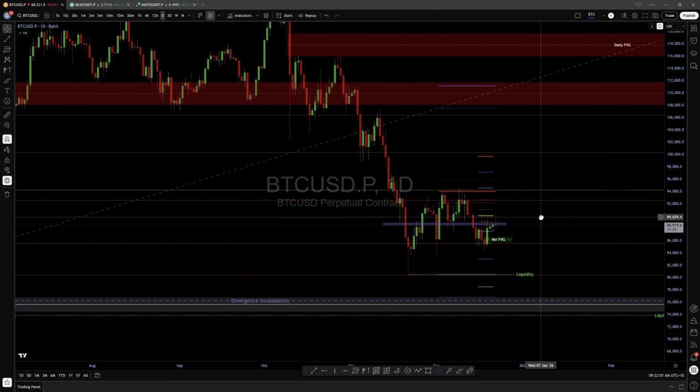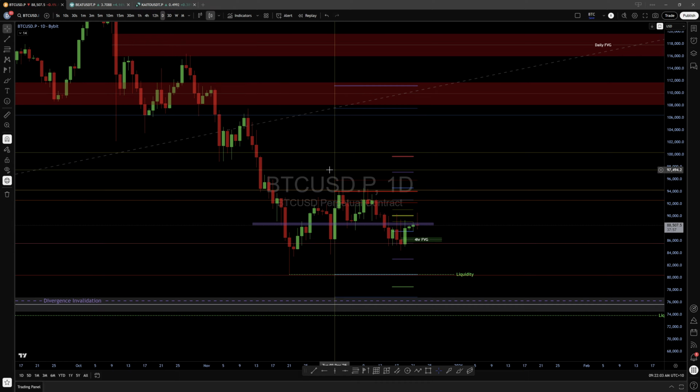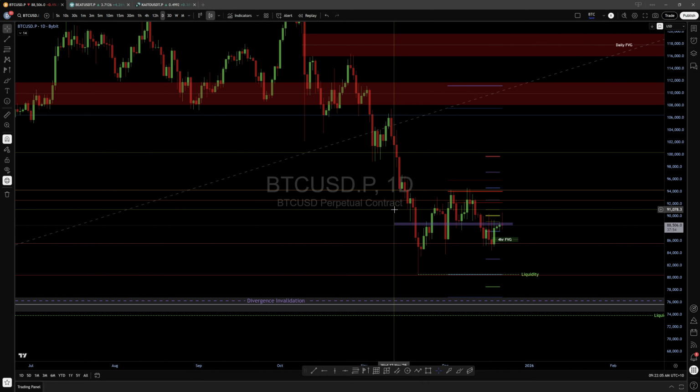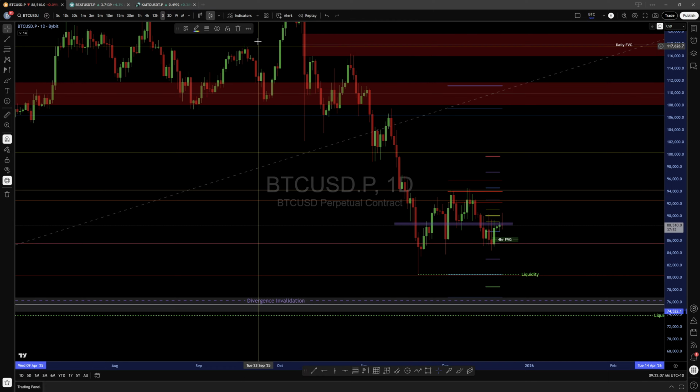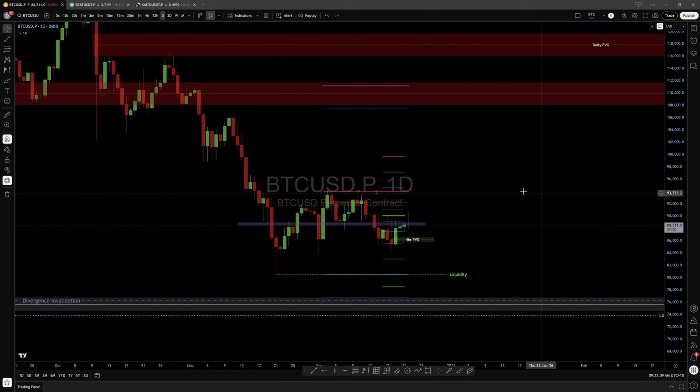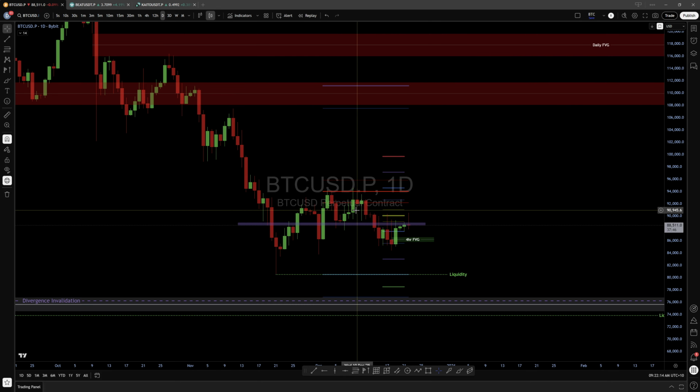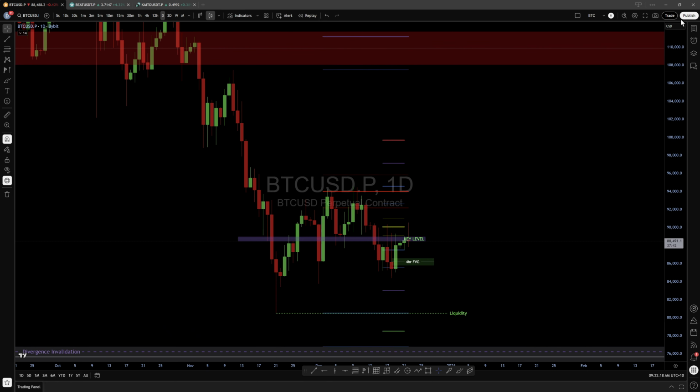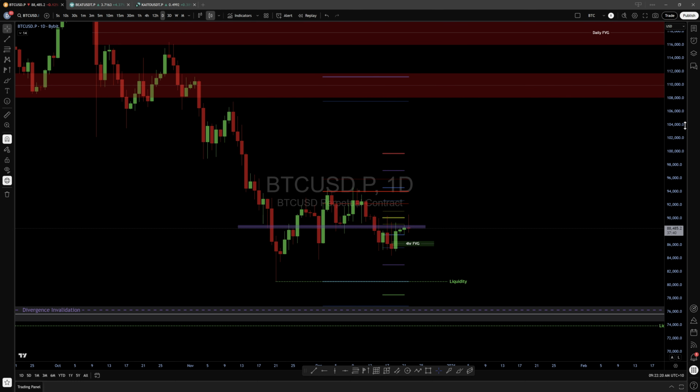It has rejected that monthly, and let's get rid of this, it's a lot of lines. That's like 2 rejections on the monthly. And that's not exactly a wide monthly either. It's slightly narrow almost.